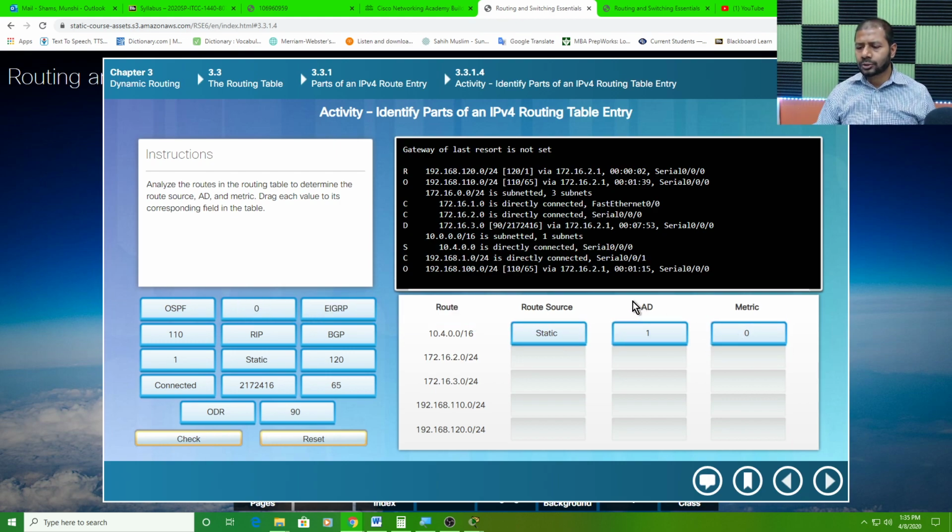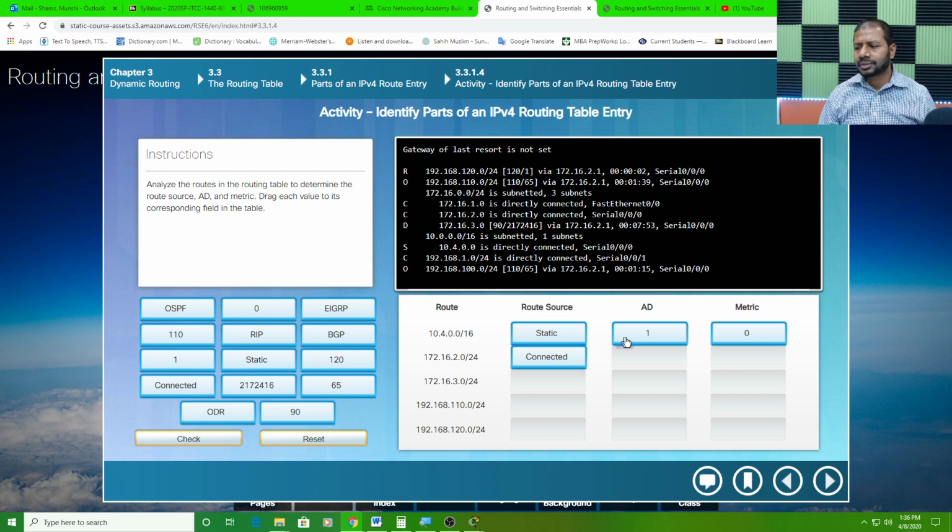Okay. How about I do one more for you? 172.16.2.0. Look for that one. 172.16.2.0 right here. This one is directly connected. So directly connected means connected. So I have to use this one.